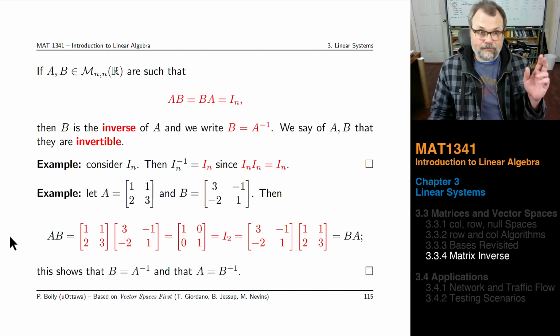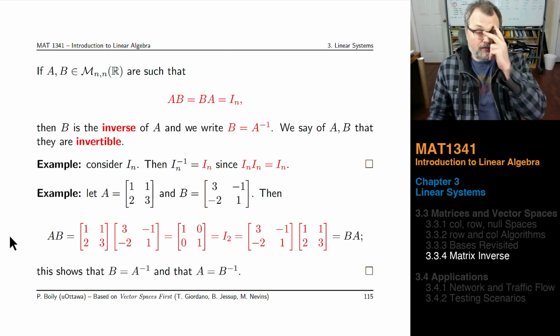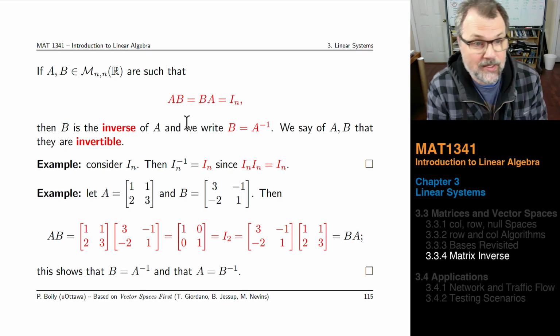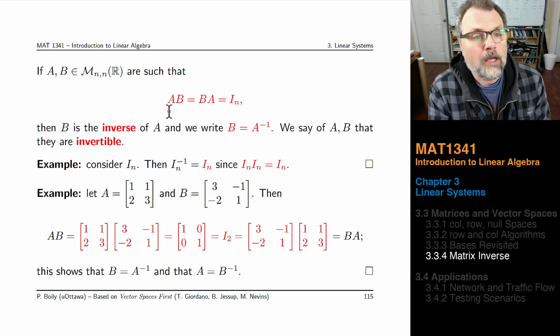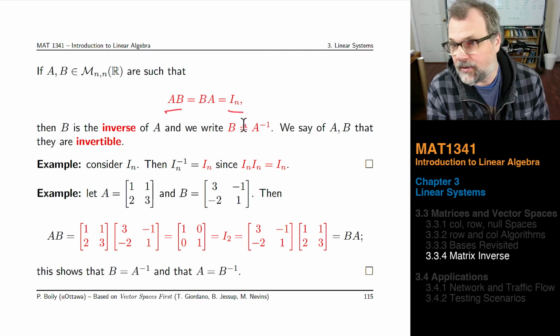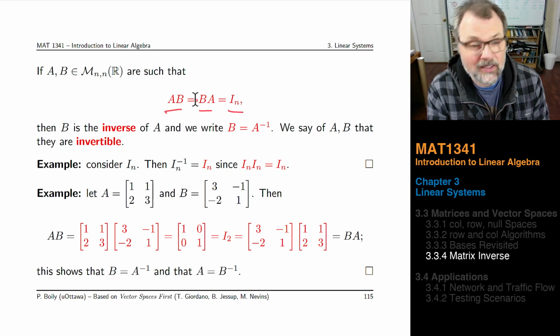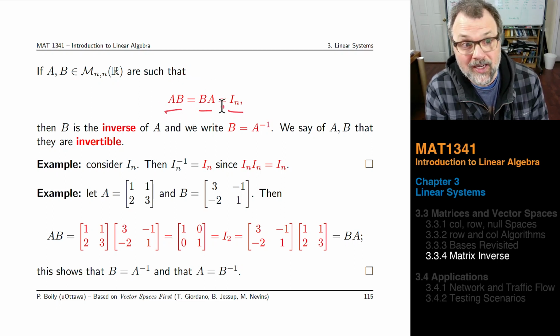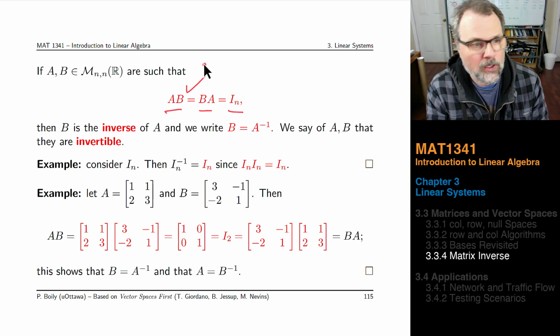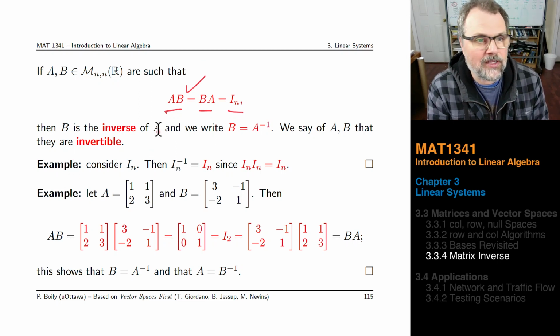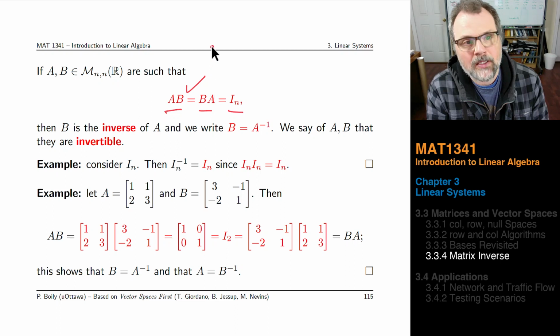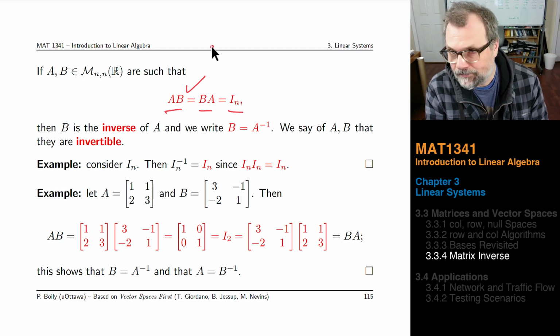Okay, so from a matrix perspective, if you have two square n by n matrices, A and B, such that A times B is equal to the identity, and B times A is equal to the identity, the fact that they're both equal to the identity imposes a condition that doesn't typically occur, right? A times B is not usually equal to B times A, but if both of these things are equal to the identity, then they have to be equal. In that case, you would say that B is the inverse of A, and you would write B as A inverse, A to the minus 1.